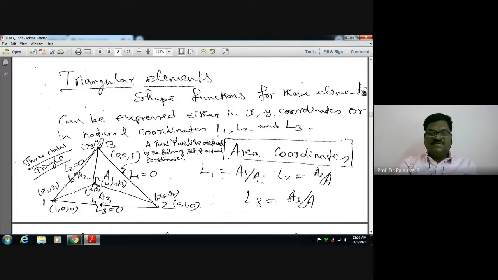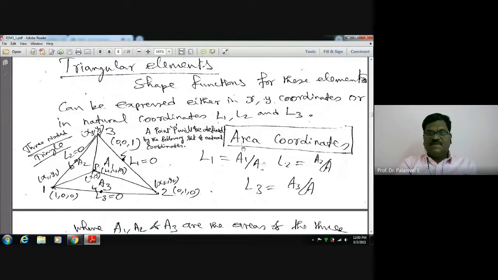How do I name this A1, A2, A3? See here, this is my node 1. The subtriangle opposite to node 1, I am naming area 1. This is my node 2. The subtriangle opposite to node 2, I am naming A2. This is node 3. The subtriangle opposite to this, I have named A3, right? Only concentrate on this. Forget about other things; we will come to that discussion later. This way I am defining the area coordinates L1, L2, L3.